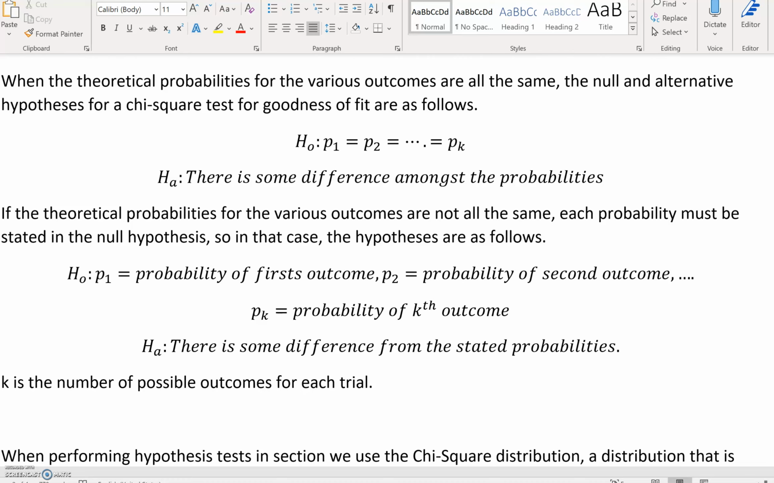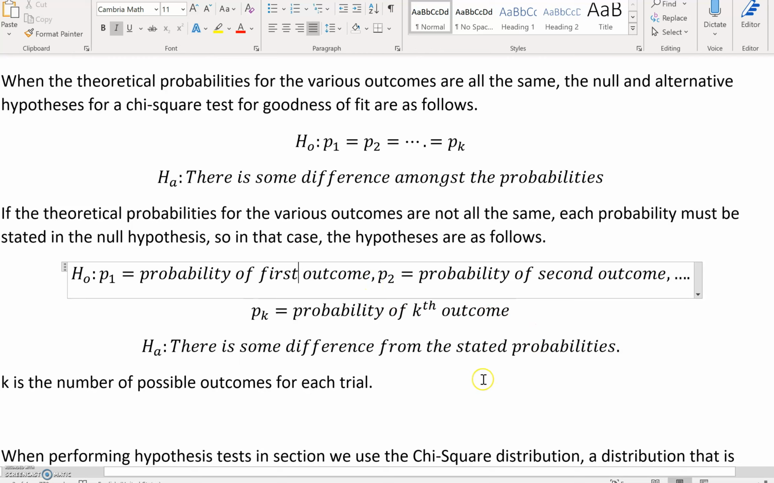Now, what happens if those probabilities are not the same for each outcome? If the theoretical probabilities for the various outcomes are not all the same, each probability must be stated in the null hypothesis. So in this case, the hypotheses are as follows. Your null hypothesis is P1 equals the probability of the first outcome, P2 is the probability of the second outcome, all the way through P subscript K, the probability of the kth outcome. Your alternative hypothesis is that there is some difference from the stated probabilities.